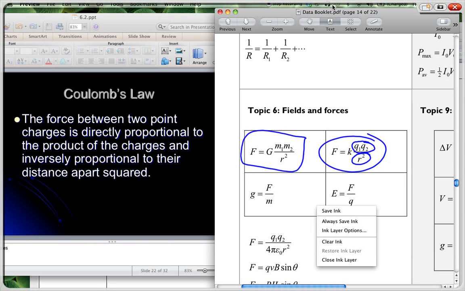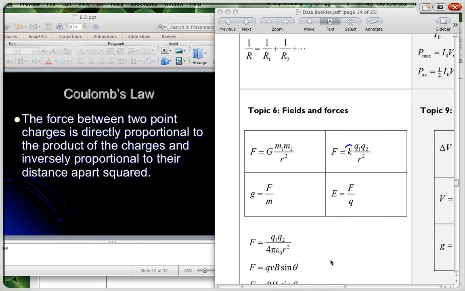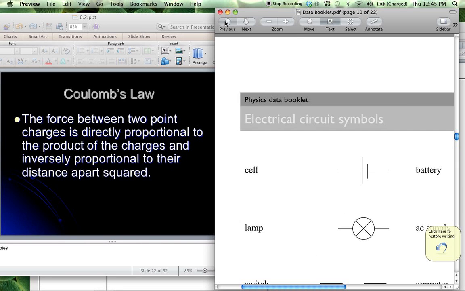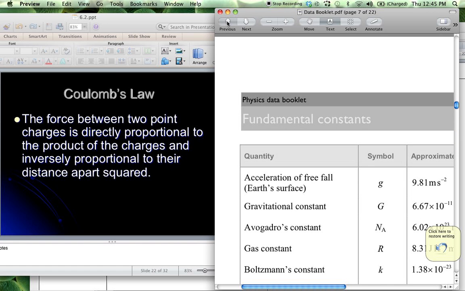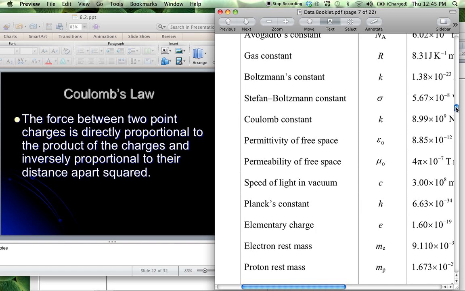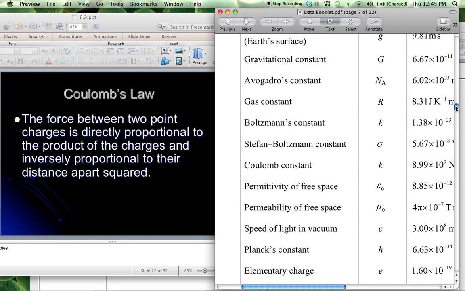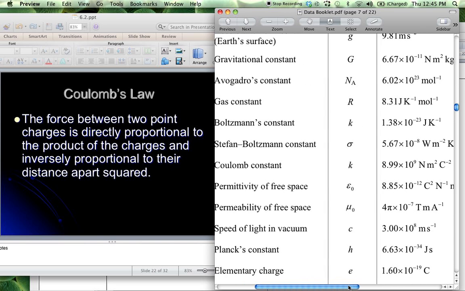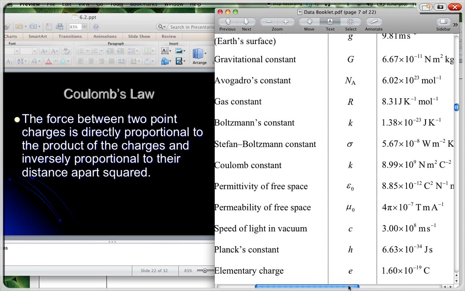Now, again, we have a constant of proportionality, this K, and when we look at it, it's quite interesting to see the size of that K. It's given here in our data booklet, again. It's this one over here, Coulomb's constant. Now, there's two K's. There's Boltzmann's constant, which we'll look at at another stage. But here we're looking at Coulomb's constant, which is K. It's about 9 times 10 to the 9.